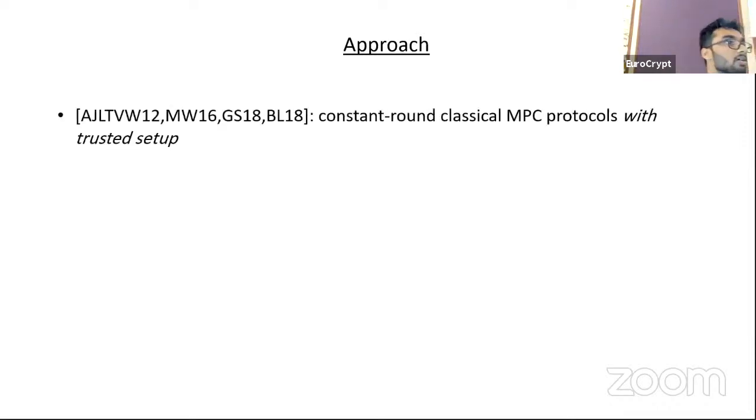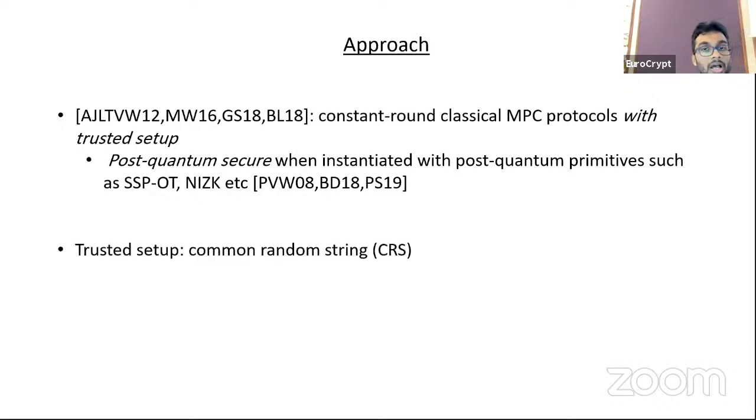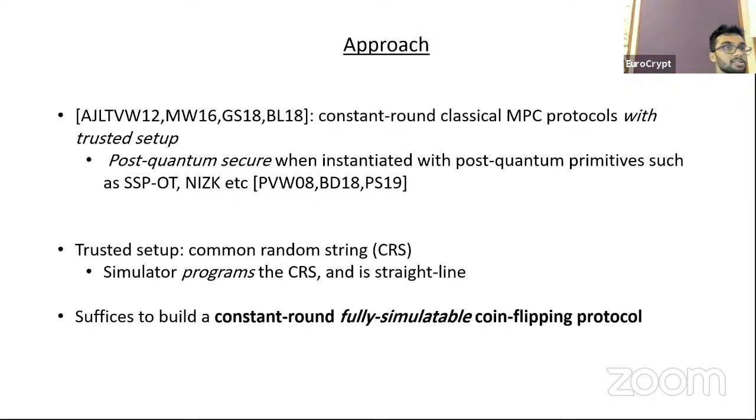So our high-level approach is the following. We note that there are already existing constant round classical MPC protocols secure against classical adversaries with a trusted setup. Furthermore, if you instantiate the underlying primitives used in these protocols with their post-quantum analogs, then what you get is a post-quantum secure MPC, but with a trusted setup. This trusted setup is a common random string. The simulator in the security proof programs the CRS, and henceforth, once the programming is done, the simulation is entirely straight line. So we note that it suffices to build a constant round fully simulatable coin flipping protocol, which helps us instantiate the common random string.